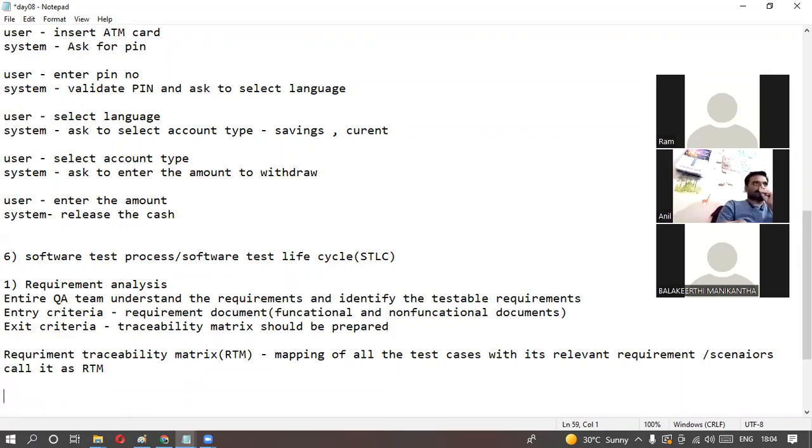Let's take one field like username field or login functionality, some login functionality. It's primary one, you can easily understand. Login functionality is one scenario or one requirement. So what can be the test cases you are going to map with this login scenario? Let's take Gmail login.